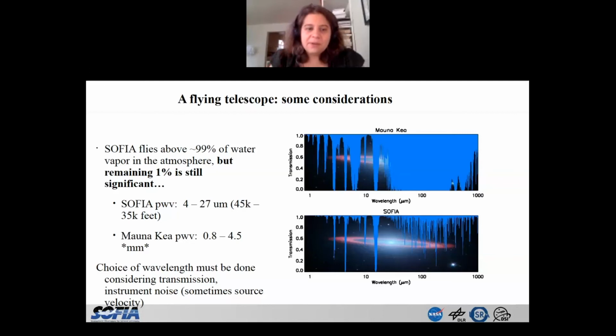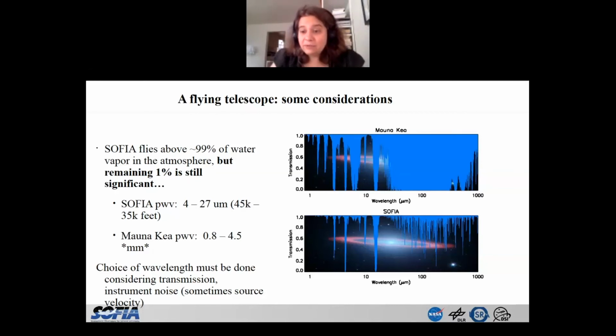Is that normal? Okay. So for example, here comparing Mauna Kea transmission and SOFIA transmission, clearly, the water vapor is 1,000 times better on SOFIA, but there's this 1% remaining that is still significant.